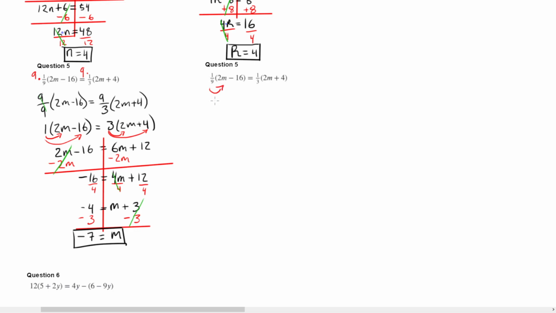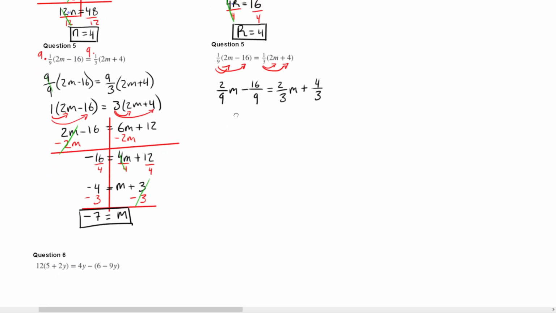So I'm going to take 1/9 times 2, and that will give me 2 over 9m. And then 1/9 times 16, that will give me negative 16 over 9 equals, and then I distribute this one in here. So I'd have 2/3 m and distribute this one, and I would then have a plus 4/3.